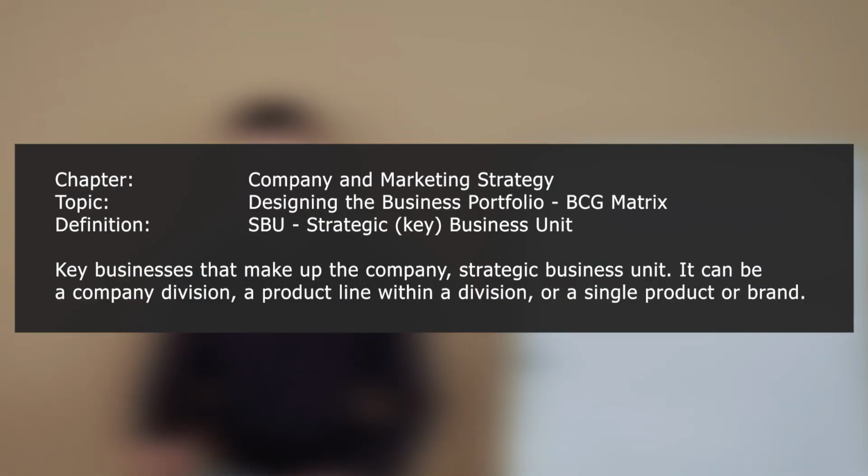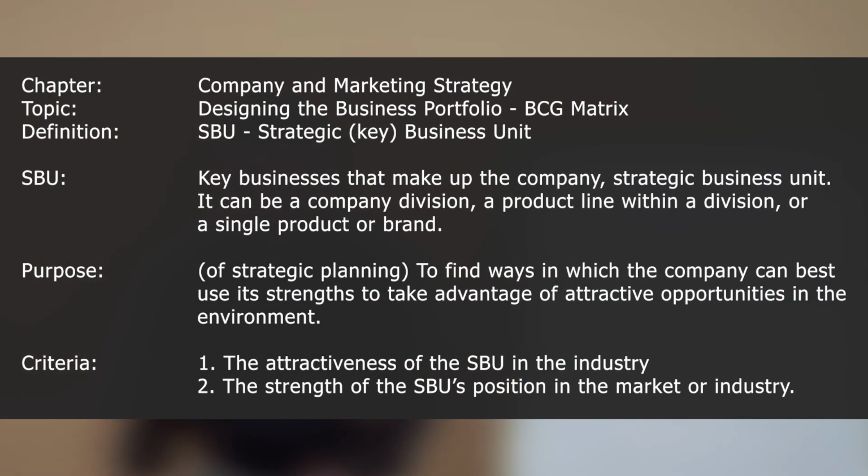The SBU is a key business that makes up the company's strategic business unit. It can be a company division, a product line within a division, or a single product or brand. The purpose of strategic planning is to find ways in which the company can best use its strengths to take advantage of attractive opportunities in the environment.